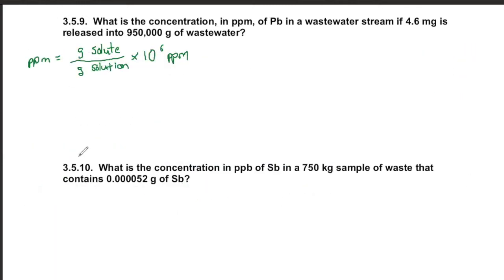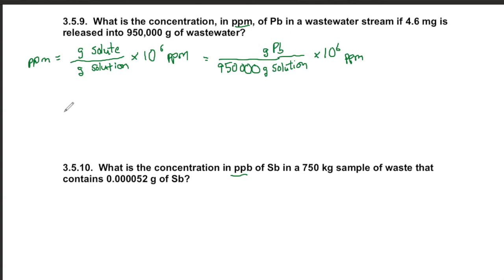All right, so with these problems we are back to calculating concentration, but these are ppm and ppb concentration. So we have that added wrinkle of a power of 10 that confuses people sometimes, so let's make sure that we can do these. All right, so we want to have our grams of lead over our grams of solution. So the wastewater, the contaminated water, is the solution. It's the mixture of water with some lead in it. So that's our solution. We have that many grams of solution, 950,000 grams.